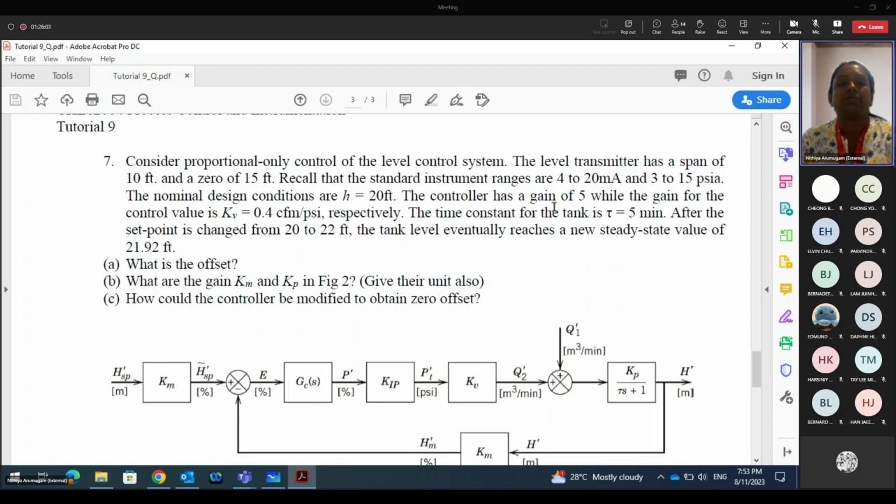After the set point is changed from 20 to 22 feet, the tank level eventually reaches a new steady state value of 21.92. So here they are saying nominal condition H is 20. Now after the set point changed from 20 to 22 feet, the new level of the tank is 21.92 feet, almost 22 feet. Okay, so we need to calculate what is the offset.